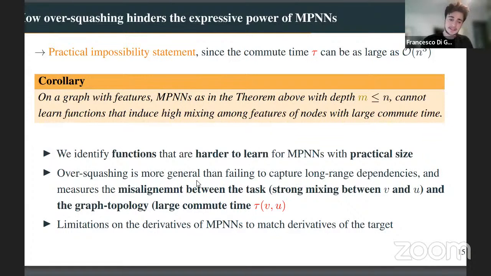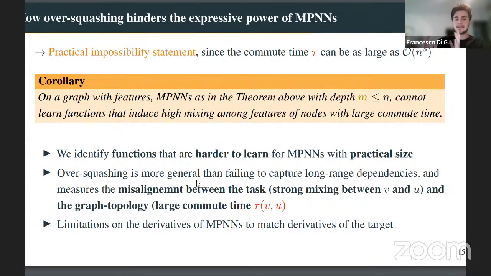The second interesting point is that this result finally shows how oversquashing is effectively hindering the expressive power. So oversquashing can be thought of as the sort of disagreement between the task that requires strong mixing between nodes V and U and the graph topology, which instead assigns large commute time to nodes V and U. So it's this misalignment, task requiring lots of interactions between two nodes, and the graph topology, which instead puts these two nodes at places that are harder to get for random walks or diffusion processes. So as measured by the commute time being large.